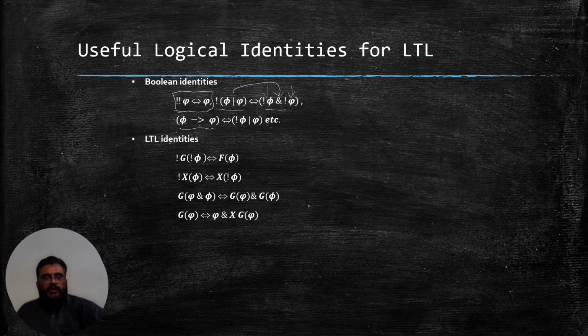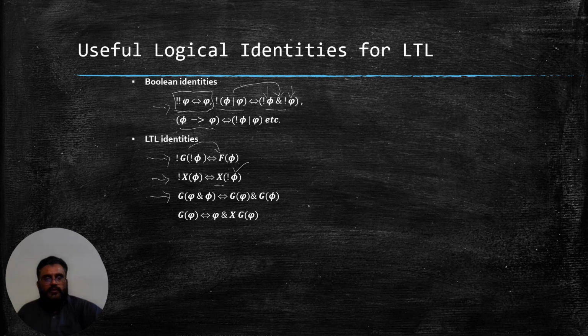Now we have some LTL identities. We just talked about this one on the previous slide also. If I pass a negation operator on to this G, this is transformed to an F, and when the negation is passed inside, there is already a negation there, and a double negation of some formula gives back the original formula. So this is just the identity which has been used here. If the negation is passed on to an X, X does not change, and the negation is passed inside onto the formula. So this is the second identity.